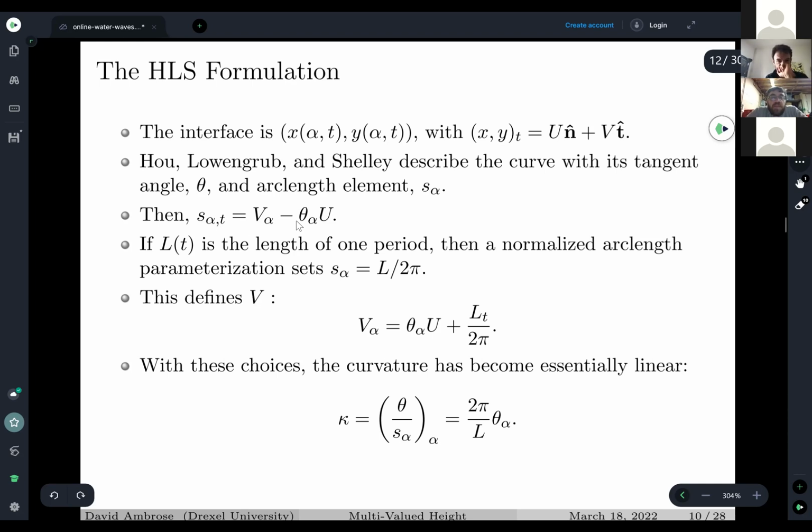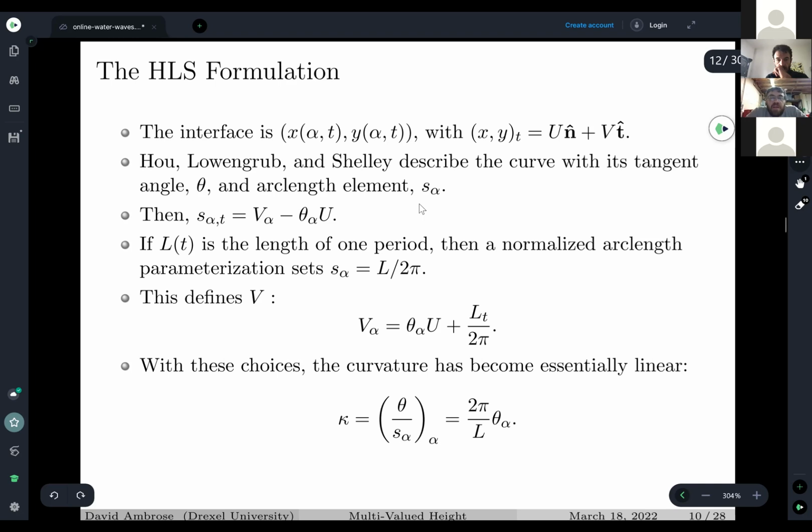We have S alpha t is V alpha minus theta alpha u, which is inferred from the velocity. And if I differentiate S alpha equals L over 2 pi, I get S alpha t equals L t over 2 pi. And I solve for V, I get V alpha is theta alpha u plus L t over 2 pi. And then you can solve for L t also, and really V alpha just comes out to be the projection which zeroes the mean of theta alpha u. So V is basically an antiderivative of theta alpha u.